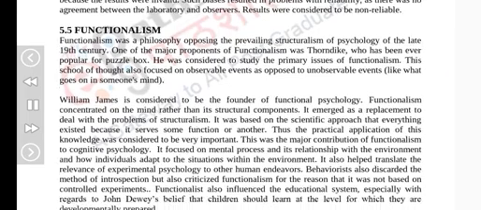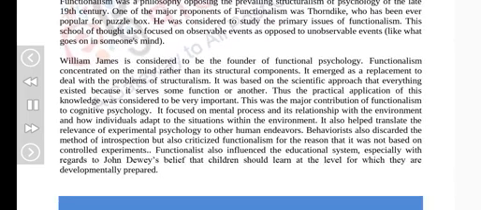Functionalism concentrated on the mind rather than its structural components. It emerged as a replacement to deal with the problems of structuralism. It was based on the scientific approach that everything existed because it serves some function or another. Thus, the practical application of this knowledge was considered to be very important. This was the major contribution of functionalism to cognitive psychology. It focused on mental process and its relationship with the environment and how individuals adapt to situations within the environment. It also helped translate the relevance of experimental psychology to other human endeavors.